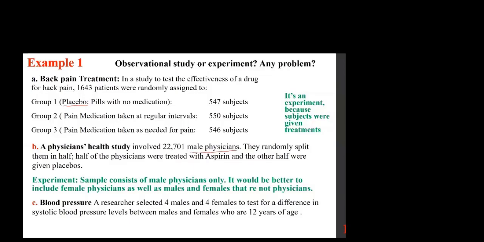Blood pressure. A researcher selected 4 males and 4 females to test for a difference in systolic blood pressure levels between males and females who are 12 years of age. So what do we have? Observational. And obviously, there is a problem here. The problem is the sample size is too small. If you're checking on blood pressure, you really want to look at a sample size which is a lot more than just 4.